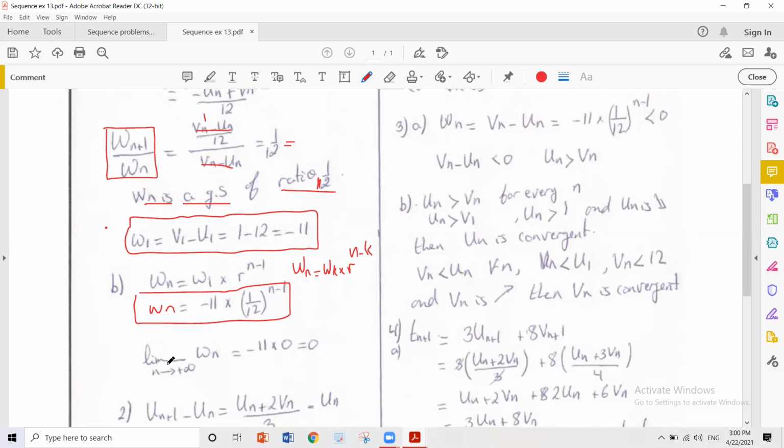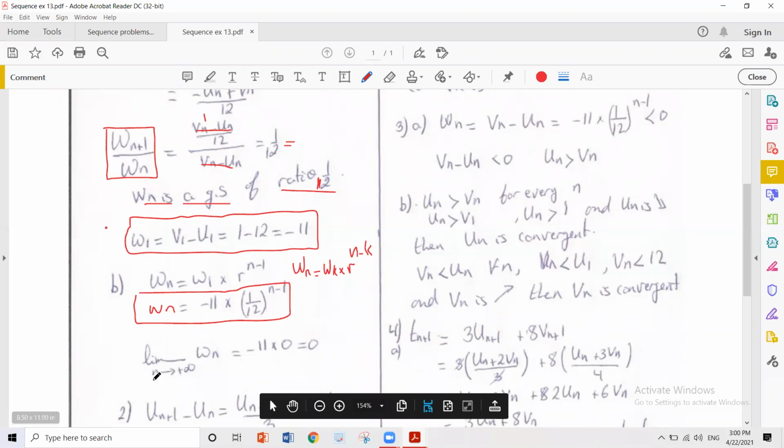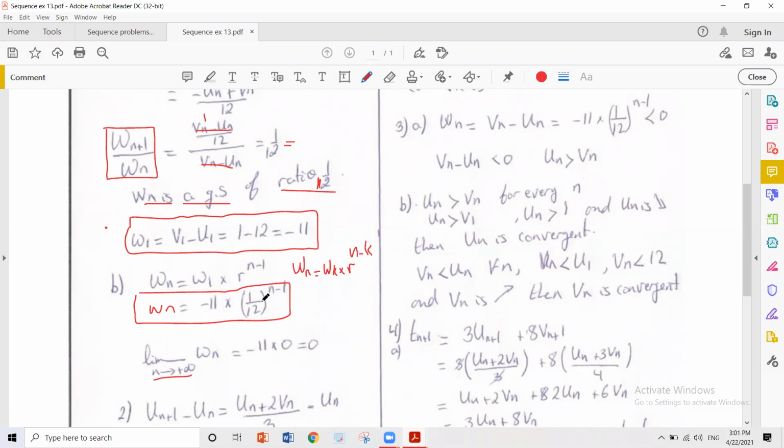Now to calculate the limit of Wn as n tends to plus infinity, here 1 over 12 to the power infinity is 0. A number to the power infinity is 0 if this number is between 0 and 1. 1 over 12 is between 0 and 1, so the limit of Wn as n tends to plus infinity is 0.